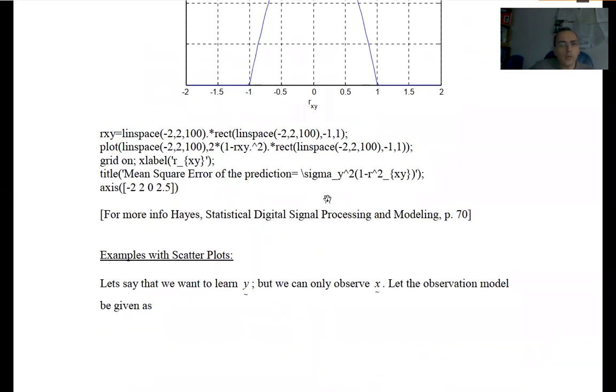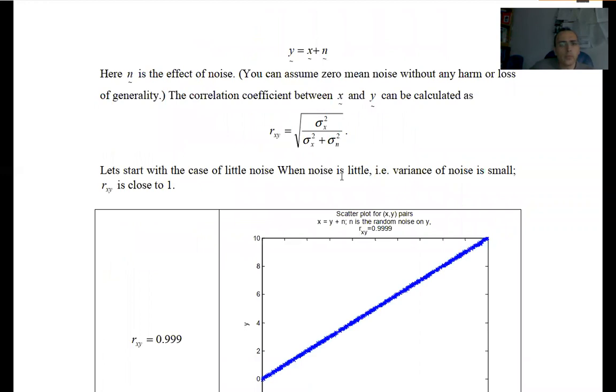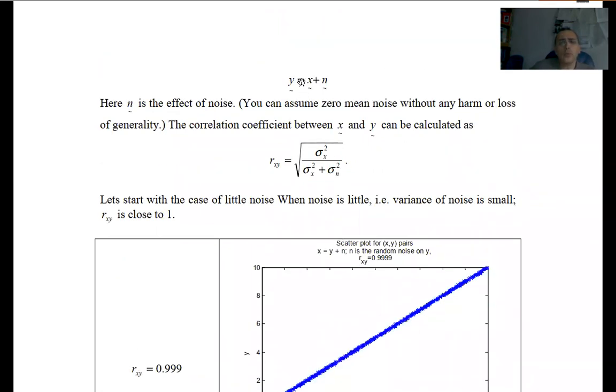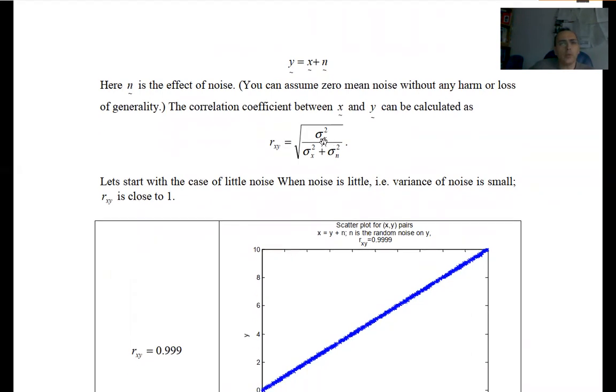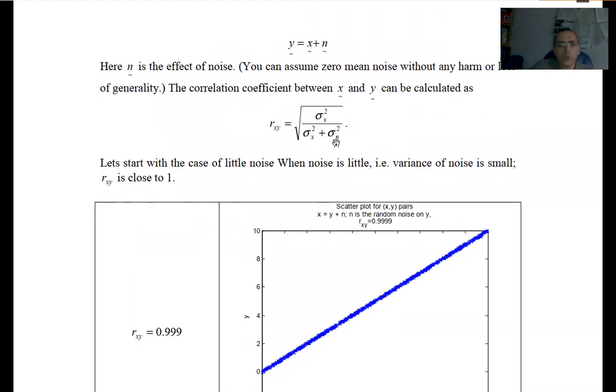Now, I would like to understand this a little bit further. What do I mean by that? I'm assuming that y is equal to x plus some noise. I'm generating x from a distribution, generating n from a second distribution, and x and n are independent. Then I'm generating y by adding up these two samples, the x sample and the n sample. As we have seen in the earlier lectures, the correlation coefficient between x and y generated in this fashion is written in this way.